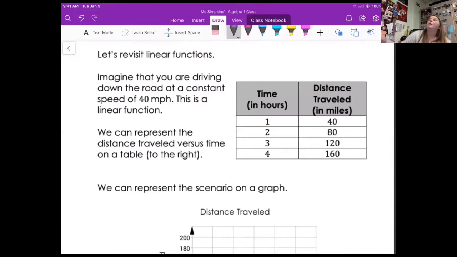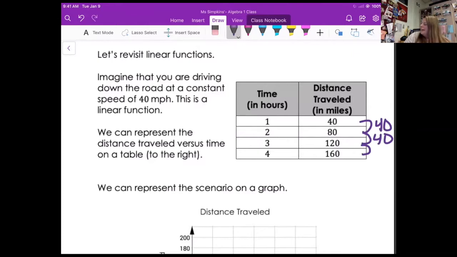And there's a table that represents this. So after 1 hour, I went 40 miles. After 2 hours, my total distance was 80 miles. What is the difference between those two distances? 40, correct. After 3 hours, I went 120 miles. What's the difference between those two distances? 40. After 4 hours, I went 160.